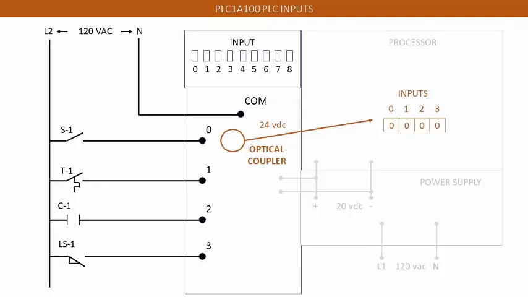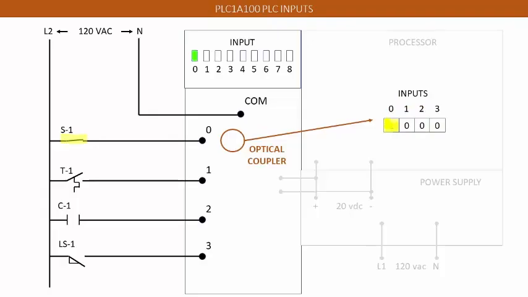In this example, S1 is open, so 0 volts AC is recorded on the screw terminal input. The PLC processor records this condition as 0 in its registry and under input 0. Also notice that the corresponding diagnostic LED for this screw terminal is off.